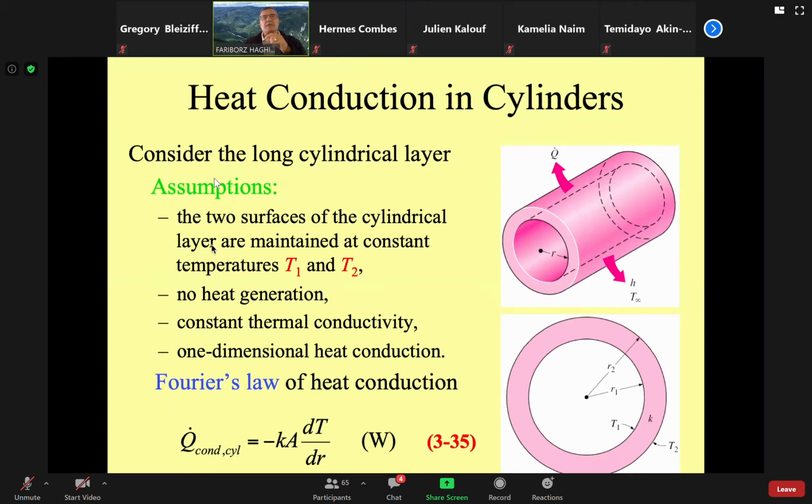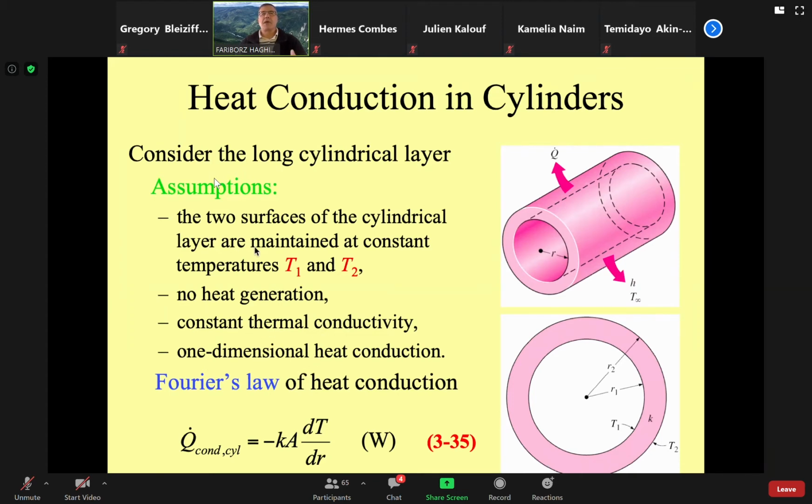In order to apply this equation, again, we have to make an assumption that the two surfaces of the cylinder are maintained at a constant temperature, okay? Therefore, this is steady state. Therefore, T1 inside the wall and T2 are constant. Therefore, we are talking about steady state, okay? And again, we assume no heat generation. That's another assumption. And we assume the thermal conductivity is constant. And again, we assume it's one-dimensional.